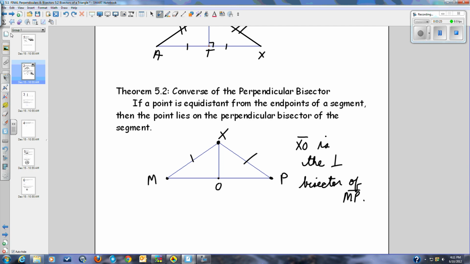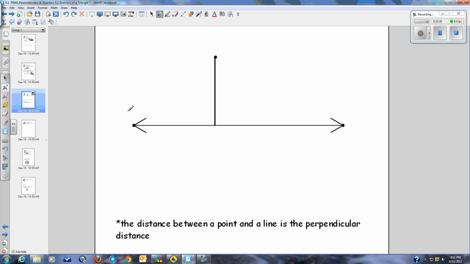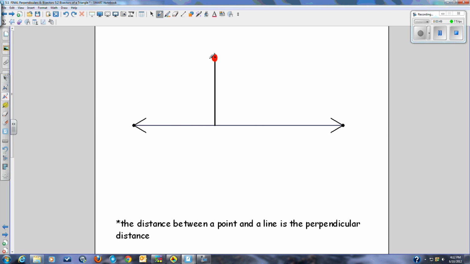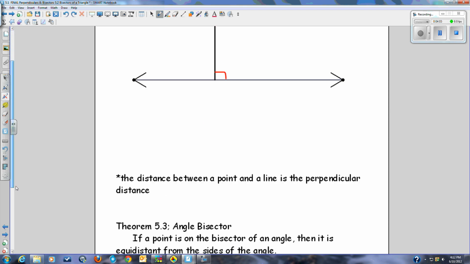Moving on. Let's say that we are looking at this particular diagram. If we want to talk about the distance between a point and a line, it's the perpendicular distance. So if we wanted to look at the distance between, say, this point here and this particular line, it would be this perpendicular distance here. So if I'm asking you for the distance between a point and a line, imagine a perpendicular segment drawn to that line, and that is the distance that we're talking about.